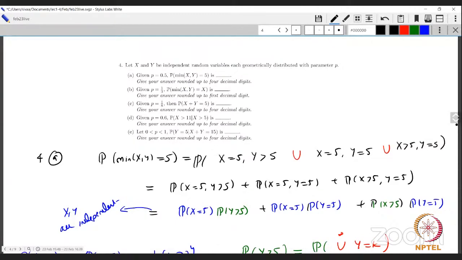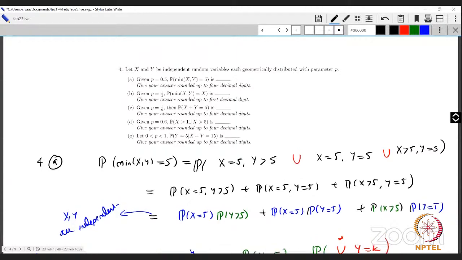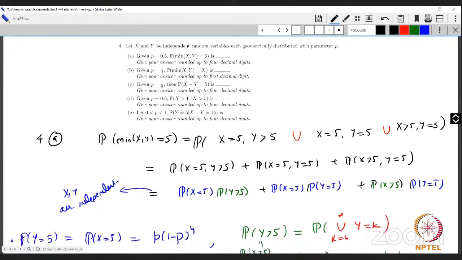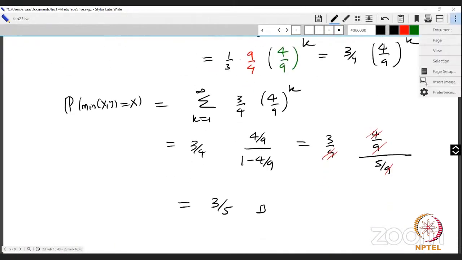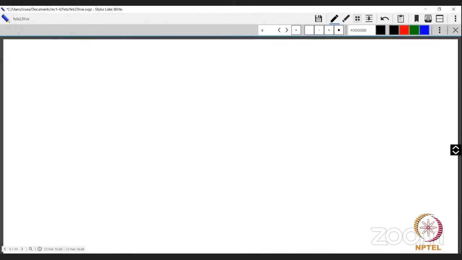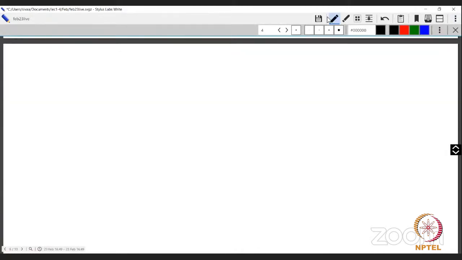Or we can go in order. Let's go in order. Let's do C, which is the probability X plus Y equal to 5. Let's make another page after this. So what is C? C is the probability of X plus Y equal to 5. See, X and Y take natural numbers. If X plus Y is equal to 5, X can take k equal to 1 to 5.